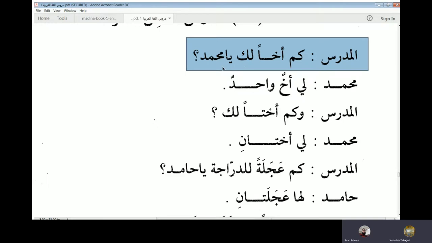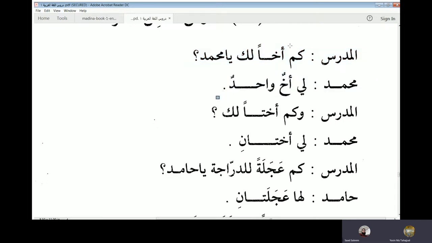Kam akhan laka ya Muhammad. That's how many. I don't know the meaning of akhan. So, in the grammar, you learn that after kam, we always use a singular word. And akh means brother. The word is always in accusative case. Here, since we have two fatha, that's why we are adding extra alif.